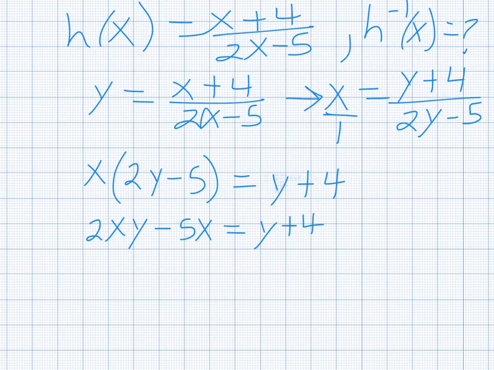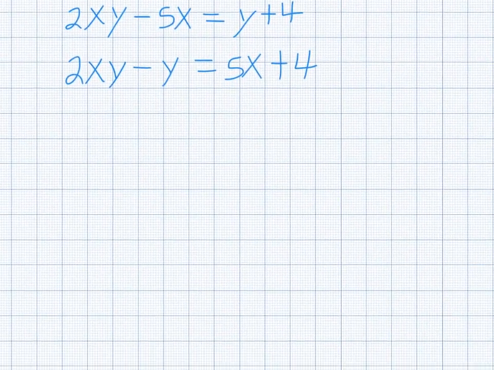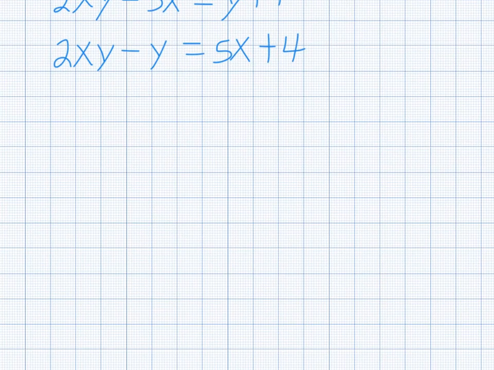All right, and then I want to get all of my y's on one side, all of my x's on the other side as much as I can. So I'm going to move the minus 5x to the right side, and I'm going to move the y to the left side. So that becomes 2xy minus y is equal to 5x plus 4.